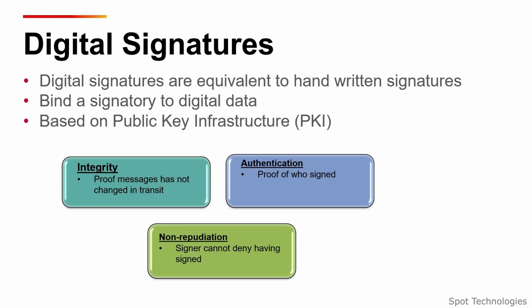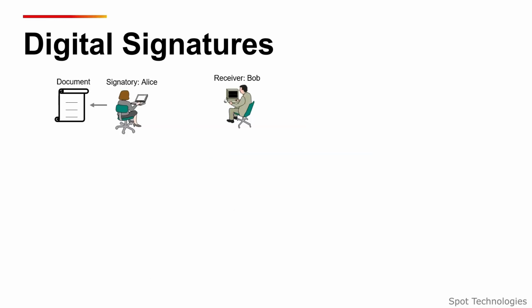We've got proof the message hasn't changed in transit with the integrity. We have authentication, that's proof who signed it, and then the non-repudiation, the signer cannot deny having signed it. So we'll walk through a digital signature scenario, again, with Alice and Bob.